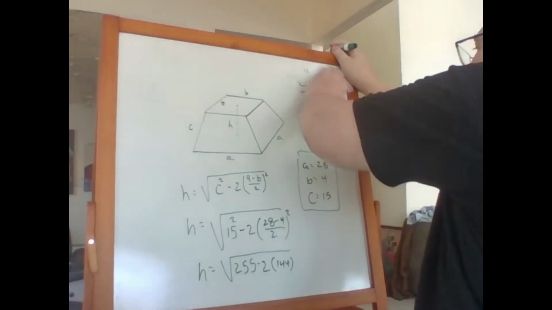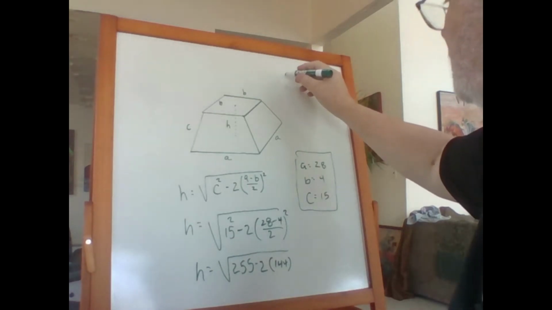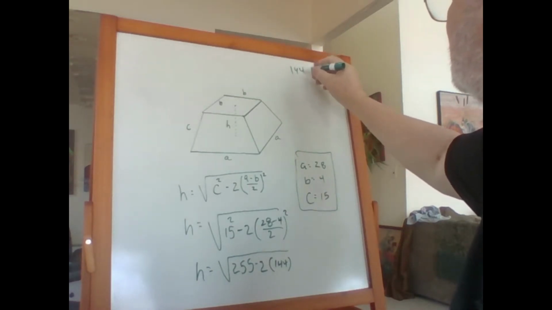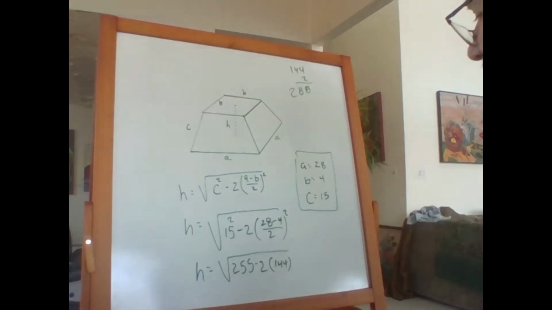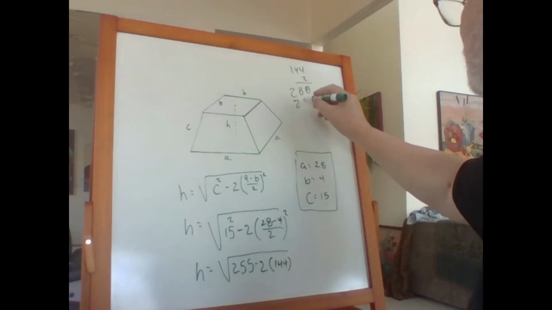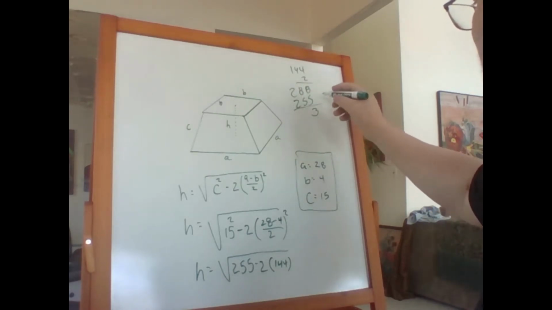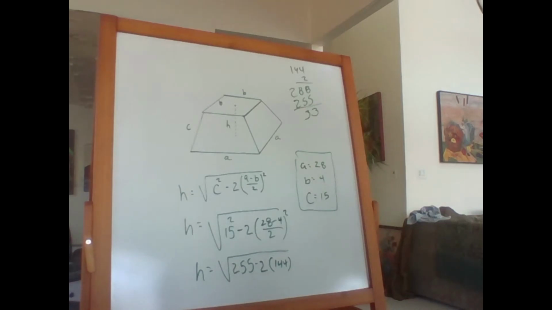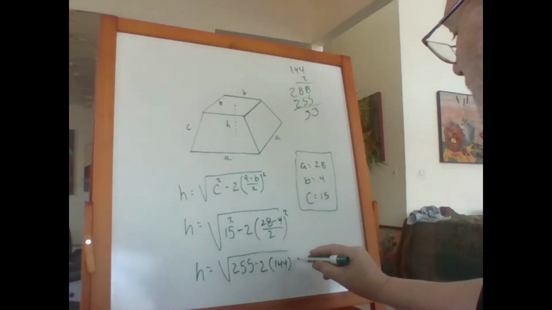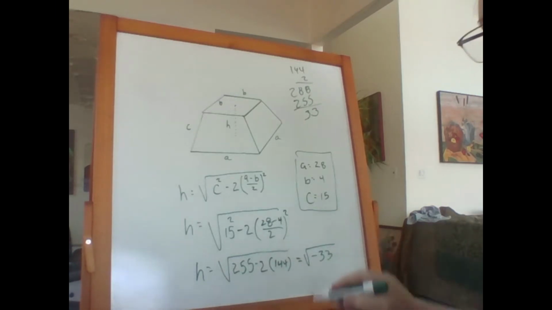So here we have 144 times 2, that's 288, minus 225, and that's minus 63. That's equal to the square root of minus 63.